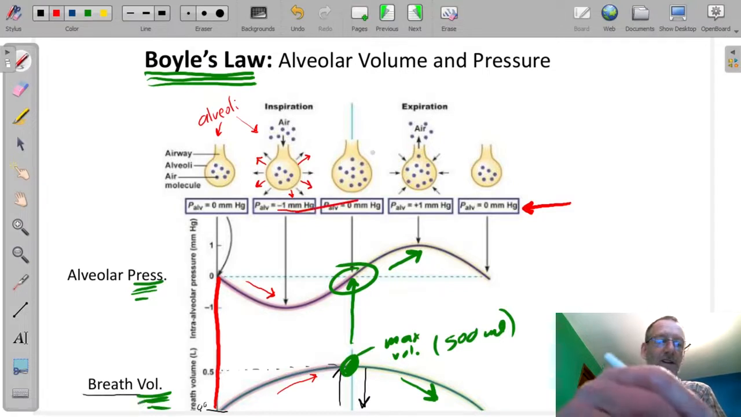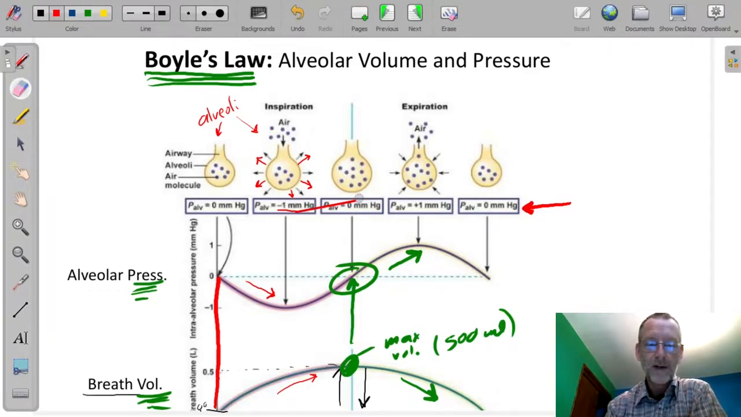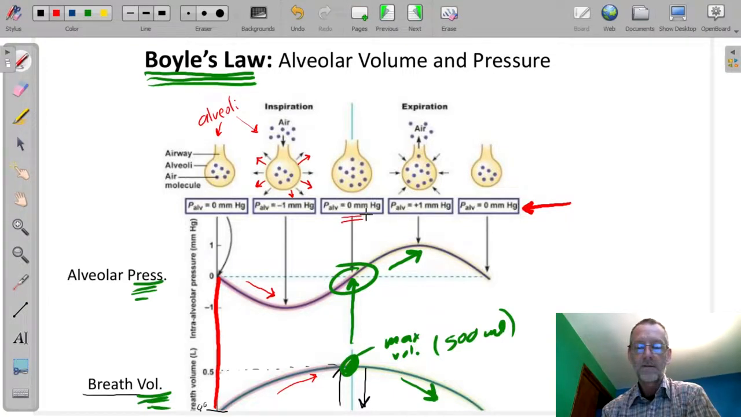The volume is rather full inspiration, half a liter, airways open, 0. And then as we exhale, the volume in the lungs gets smaller and the pressure goes up. So play around with that until you've got it. Ask questions if you have trouble with it.